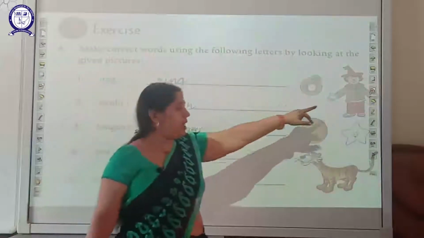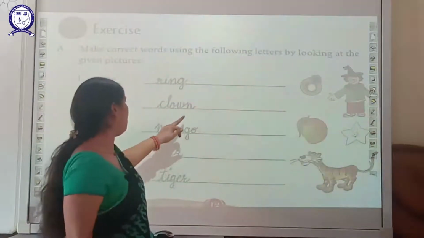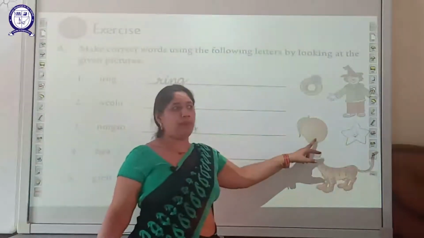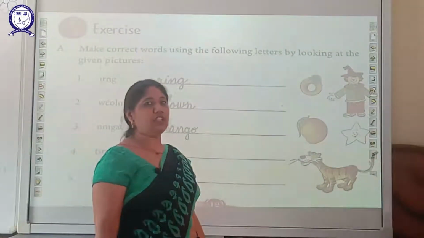W-C-O-L-N. So here is a clown. C-L-O-W-N, clown. N-M-G-A-O, that is a picture of a mango. So you have to write the spelling of a mango. M-A-N-G-O, mango.